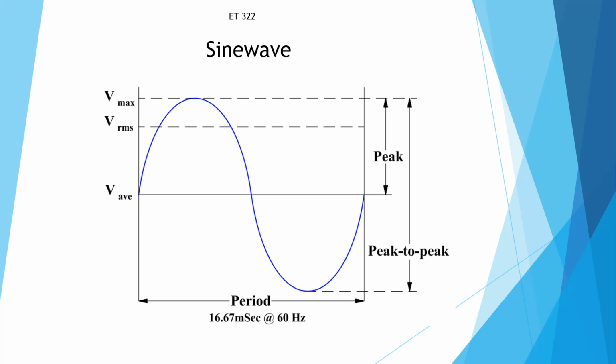And taking a look at our sine wave, we have different measurements. We have peak to peak, Vmax, and VRMS, root mean squared. And that is an arithmetic average of the area under the curve. I'll show you that here in a second.